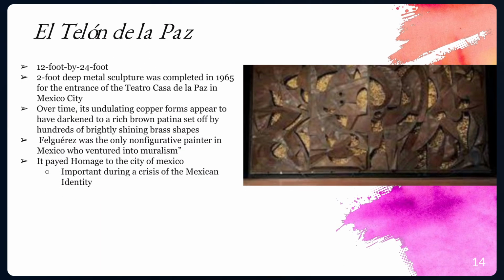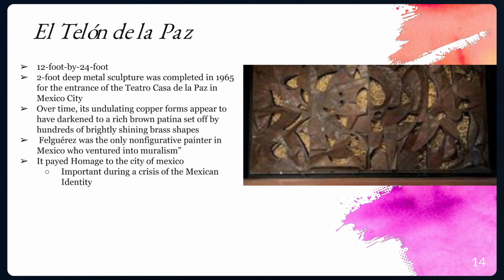ventured into muralism, and this right here is one of the prime examples, Telón de la Paz. It was 12 by 24 foot and made completely of metal sculpture, which he then purposely let age into a beautiful, rustic piece. It paid homage to the city of Mexico, and it was important during a crisis of the Mexican identity and reminded those who came from it.